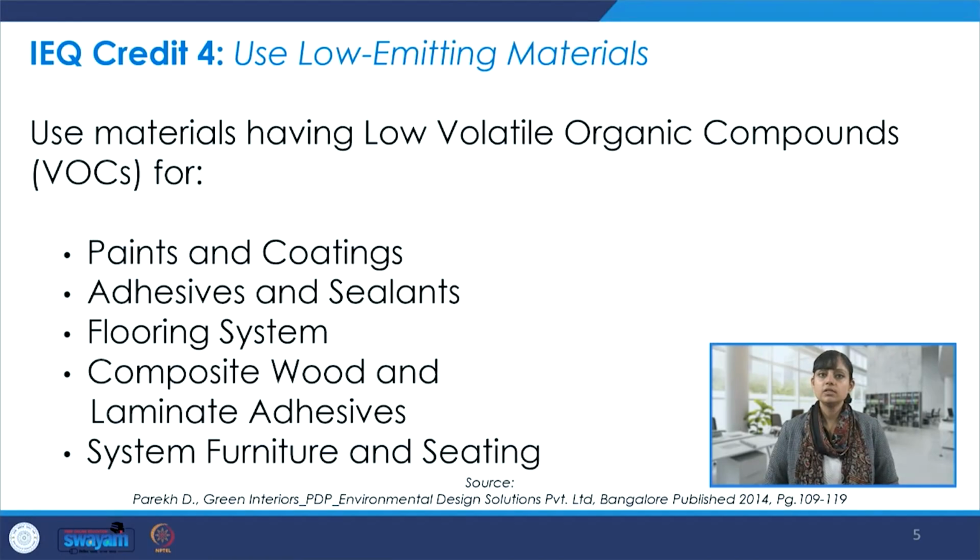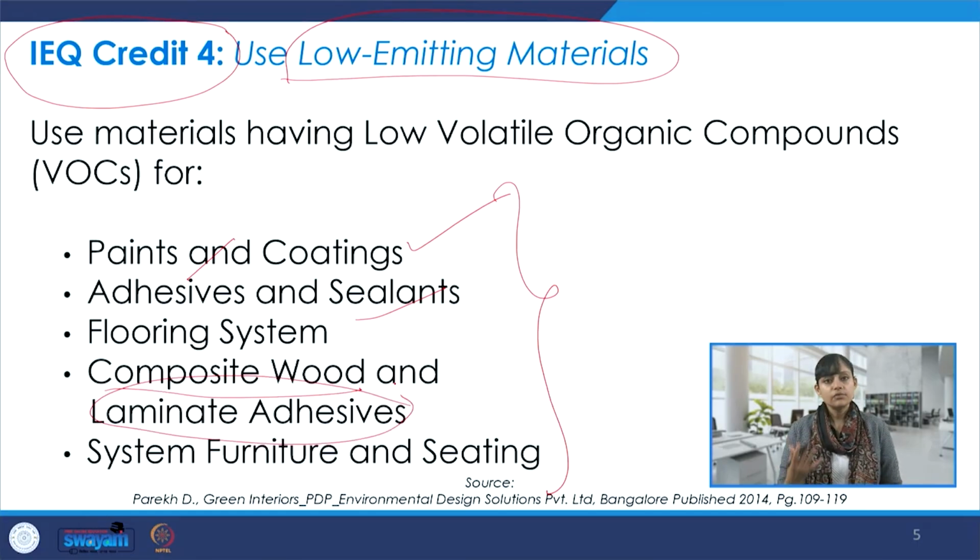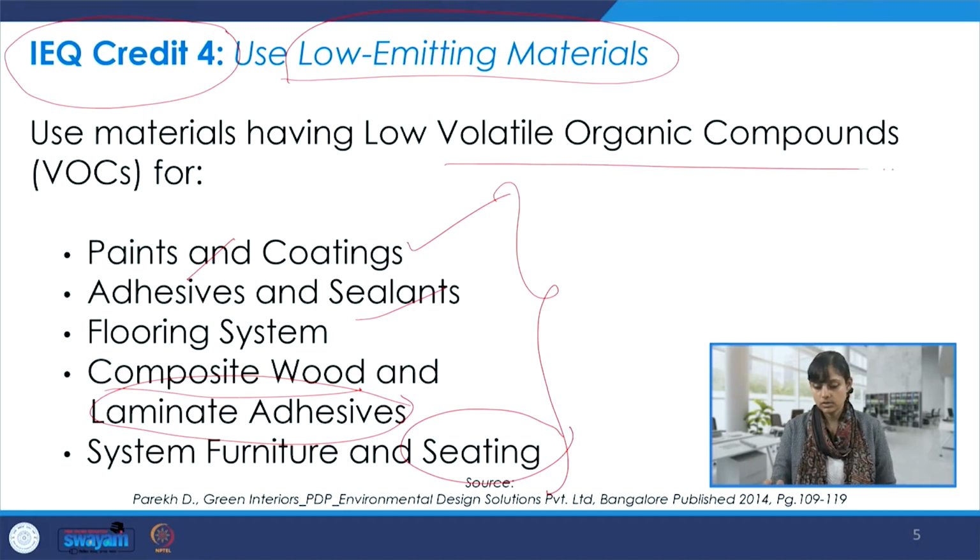So when we talk about materials and VOCs, let us look at the IEQ credit 4, which focuses on using low emitting materials. So use materials having low VOCs, which are very handy when we talk about interior architecture projects. Whether it's paints and coatings, adhesives, sealants, flooring systems that we are designing and executing, composite wood, laminate adhesives, system furniture, seating, for all of these we must try to utilize materials which have low volatile organic compounds, which is VOC.